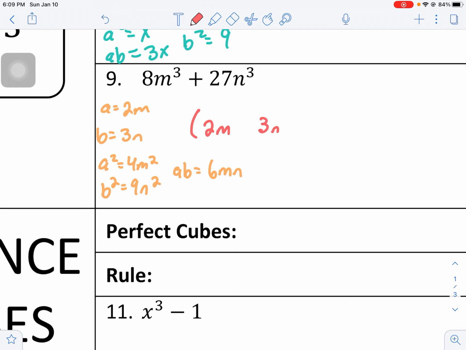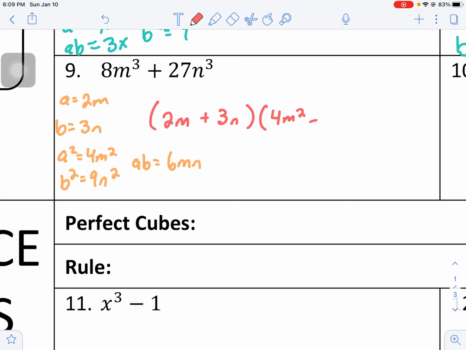So 2m and 3n. Same sign would be plus. Now we have A squared, which is 4m squared. Opposite sign is minus. AB is 6mn. And then our B squared, which has always positive on it, is going to be 9n squared.